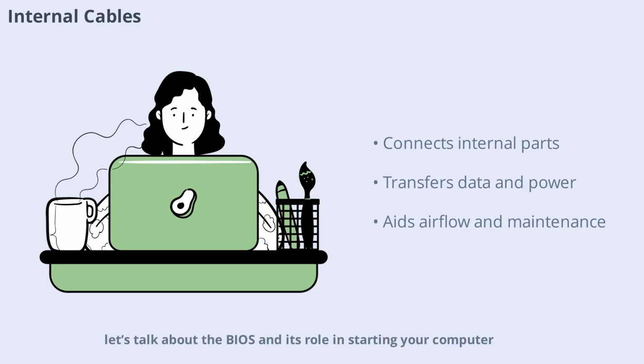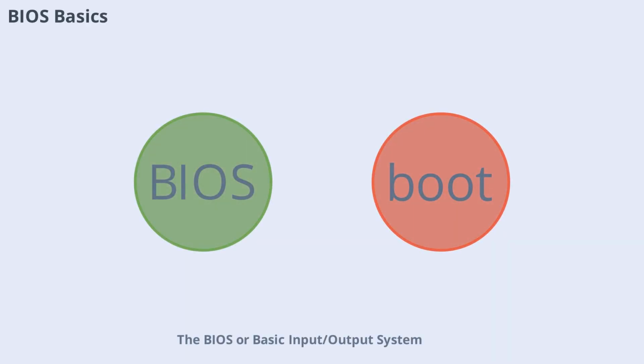Next, let's talk about the BIOS and its role in starting your computer. BIOS, or Basic Input-Output System, is a small chip on the motherboard that helps start your computer. When you turn on your PC, the BIOS checks the hardware and loads the operating system. It also allows you to configure hardware settings. The BIOS is essential for booting up and making sure everything is working correctly.